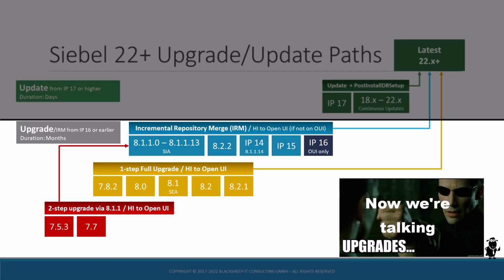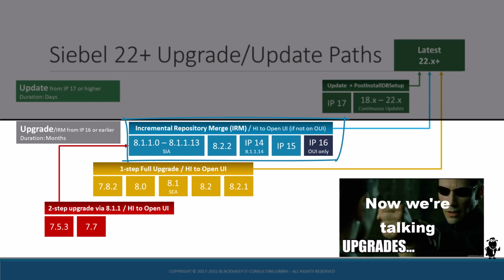If you come from a very old Siebel release, such as Siebel 7.5, you have to execute a two-step upgrade. One-step upgrades are supported from 7.8 up to 8.2. Upgrades from these ancient releases also require a migration from the ActiveX-driven high interactivity client to Siebel OpenUI. If you're on a younger version, such as Innovation Pack 13 to 16, you're on the Incremental Repository Merge (IRM) track, which is still a lengthy process but much more streamlined. You might not even have to migrate to OpenUI as you're already using it.